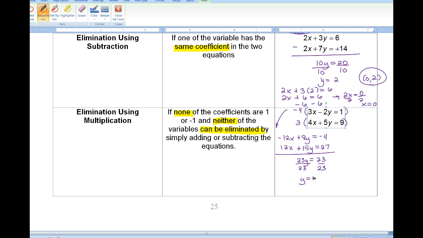Now, when you plug back in, I wouldn't plug back into one of these. Plug back into one of the very original equations. So we have 3x minus 2 times 1 equals 1. So 3x equals 3, and we get x is 1. So we get 1, 1.